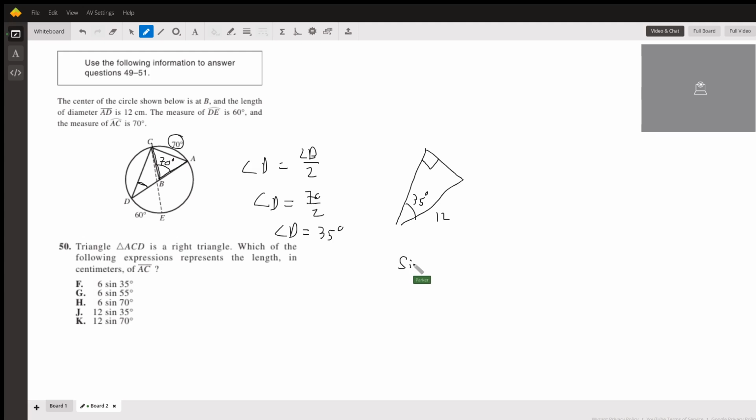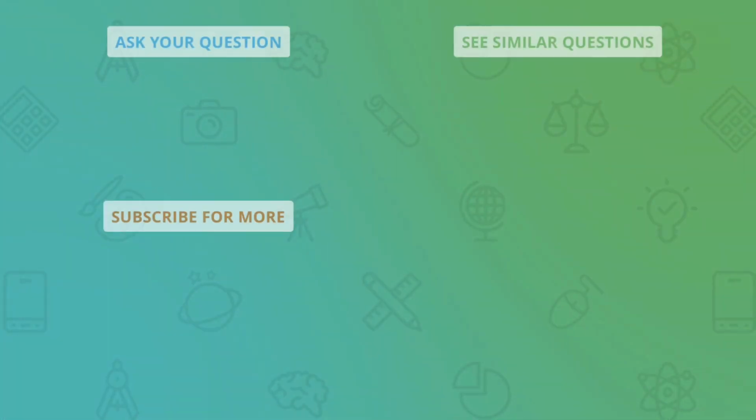So when we set this up, sine of 35 degrees has to be equal to the opposite over the hypotenuse. The hypotenuse times sine 35 degrees has to be equal to opposite. That's what we were looking for here. A to C is what we're looking for, and that is what this side is, the opposite side. And then our hypotenuse is 12. So we do 12 times sine of 35 degrees is equal to our unknown side. And that's it.